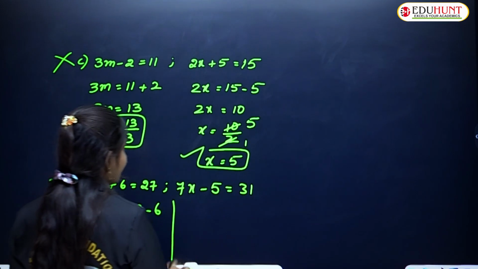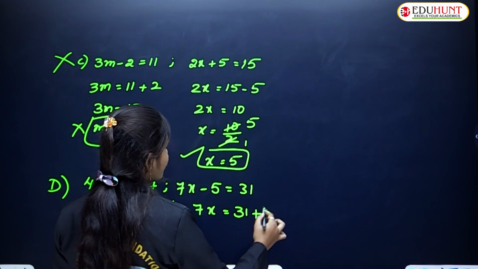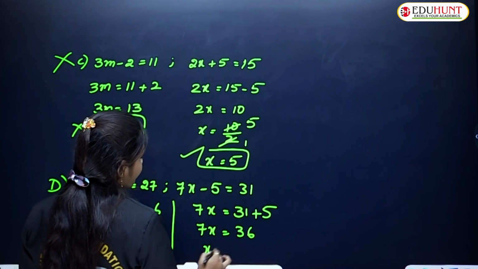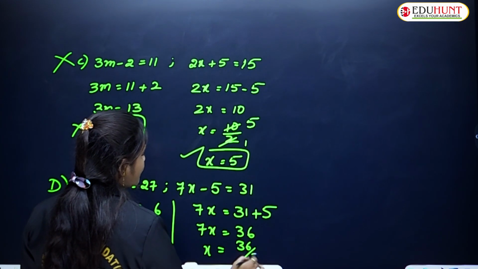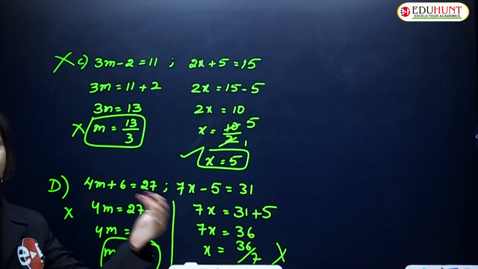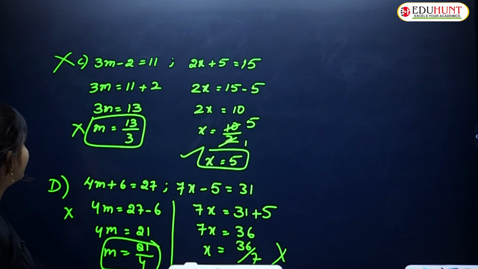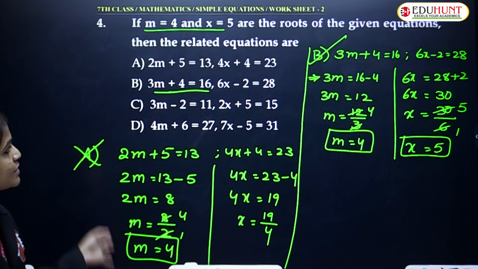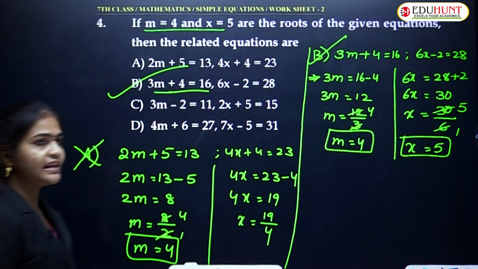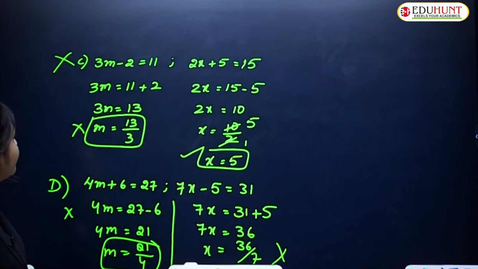And in the same way here also, 7x is equal to 31 minus 5, which becomes plus 5. 7x is equal to 36. Then here x is equal to 36 by 7. So this value also is not satisfying. Why? Because m is equal to 4, x is equal to 5 only satisfies. That's what they gave in that question also. So as per this, which option is satisfying here? Option B is satisfying. Okay?